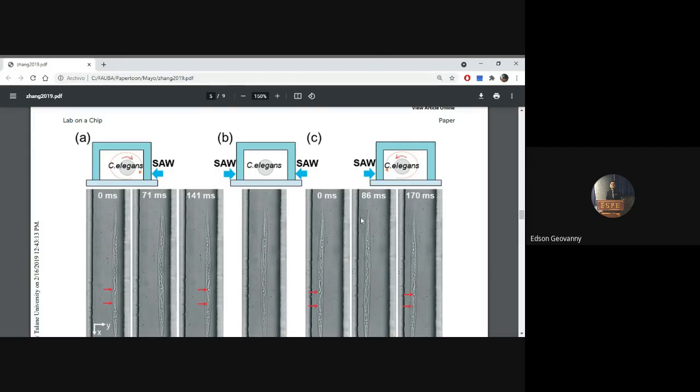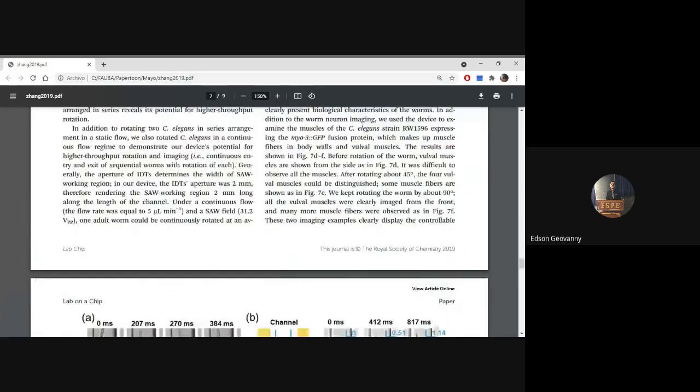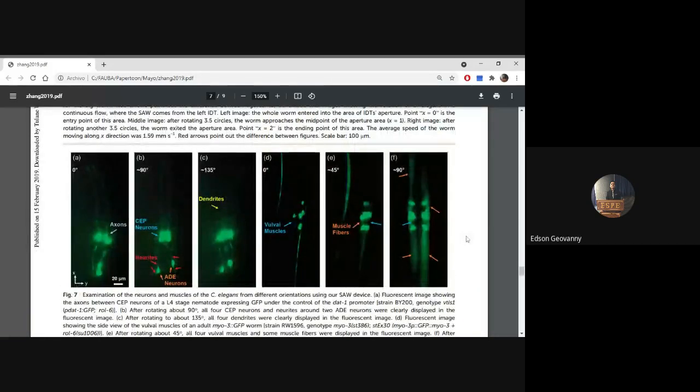Figure 4C, the result shows that by activating the IDT, you can rotate C. elegans in opposite directions. And this part, in figure 7, to demonstrate the ability of the chip to make 3D images of C. elegans, we first examine neurons from the C. elegans strain, which produces green fluorescence only in 8 dopaminergic neurons. L4 worms were continuously rotated to obtain fluorescence images of neurons.